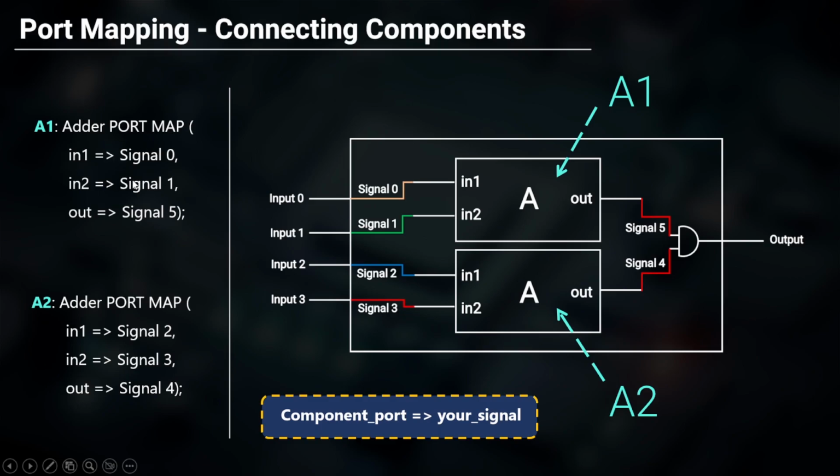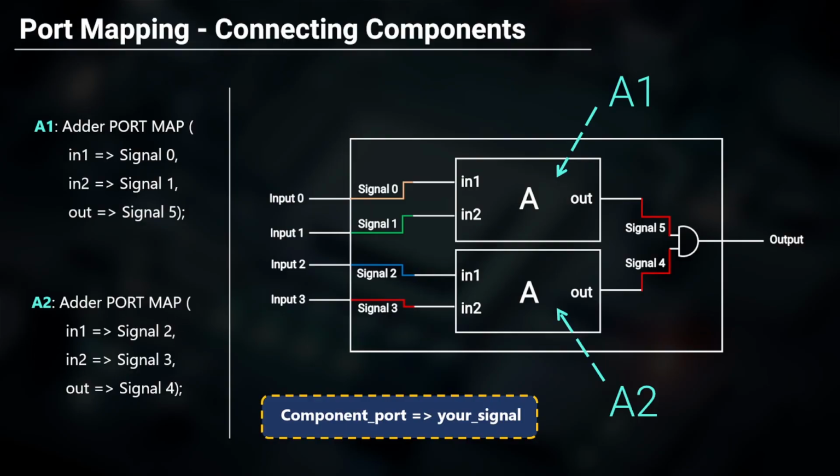In this port map part, we need to connect these inputs and output to signals. So we connect in1 to signal 0, in2 to signal 1, and output to signal 5. So we write it like this. And then we need to write another module called A2, our component module, and the word port map. And then we need to write in1 connected to signal 2, in2 connected to signal 3, and our output connected to signal 4, which we write like this.